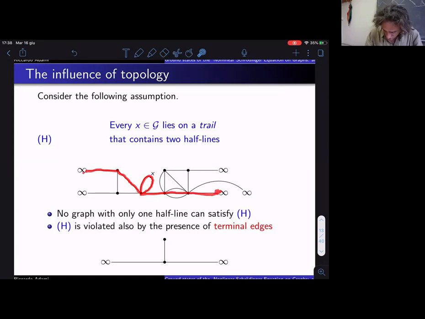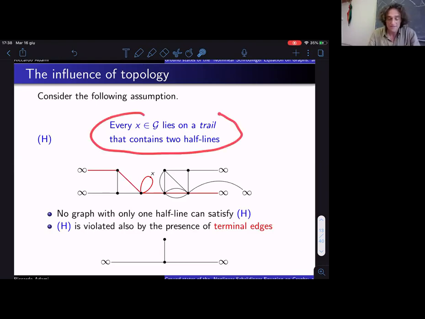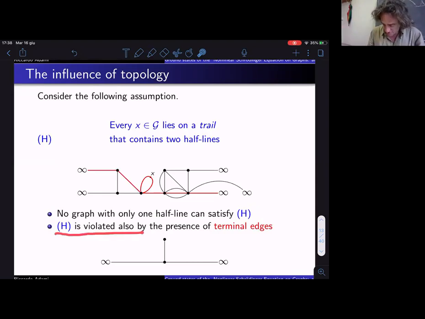So what we have in this picture is that every point belongs to a trail that connects two different points at infinity. Notice that there are graphs that violate H. For instance, if you have only one half line, you cannot satisfy H. You need two half lines. H can also be violated by the presence of terminal edges. You have a half line and an edge here. If you want to connect these two points at infinity passing through this point x, you have to repeat at least part of this edge. So this is not a trail, and this violates our hypothesis.